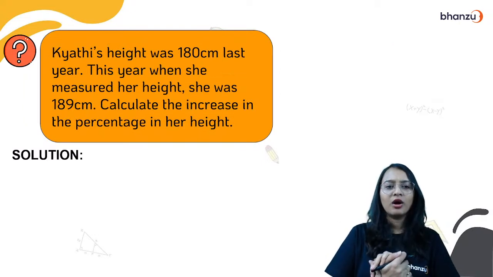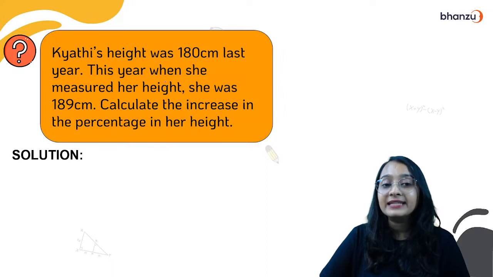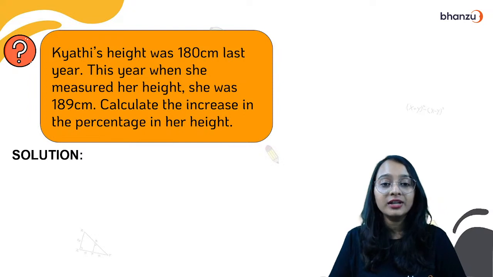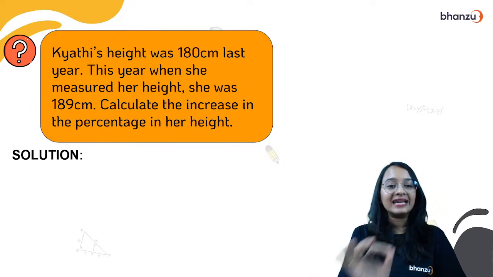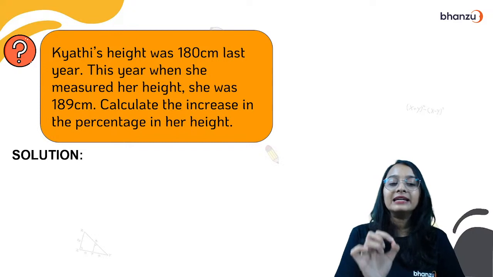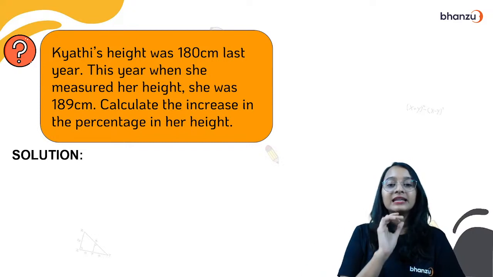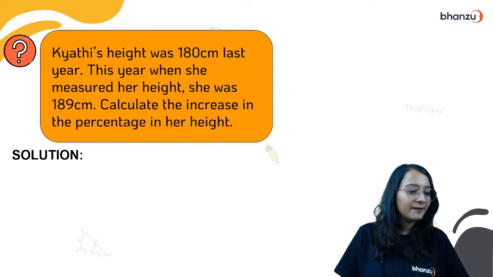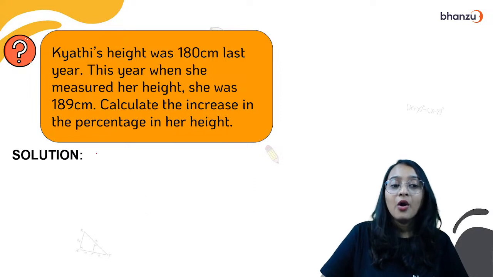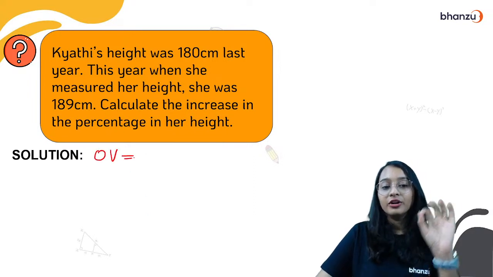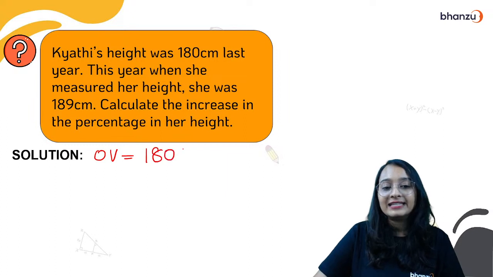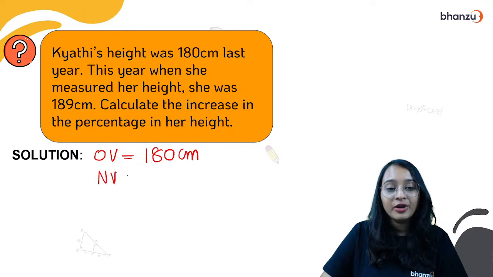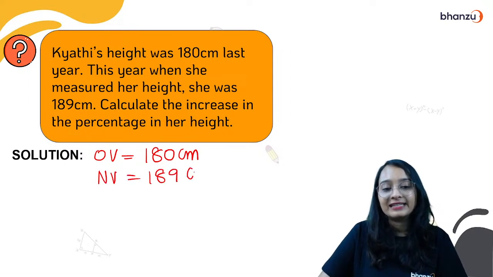Now let's do a small question here. Khyati's height was 180 centimeters last year. And this year when she measured her height, she was 189 centimeters. Calculate the increase in the percentage in her height. Now we want to find out the increase percent. Now, what is the original value? Originally, she was 180 centimeters. What is the new value right now? The new value is 189 centimeters.